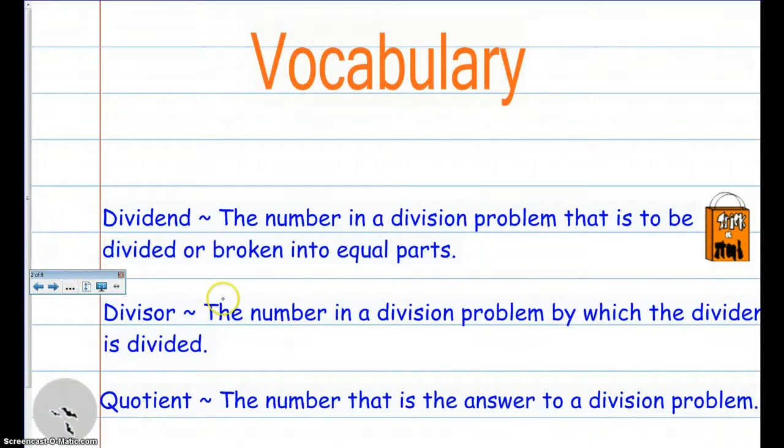Let's review some vocabulary. I have dividend. The number in a division problem that is to be divided or broken into equal parts. Divisor. This is the number in a division problem by which the dividend is divided. And quotient. This is the number that is the answer to a division problem. So write this down and pause this video, and I'm going to move on.